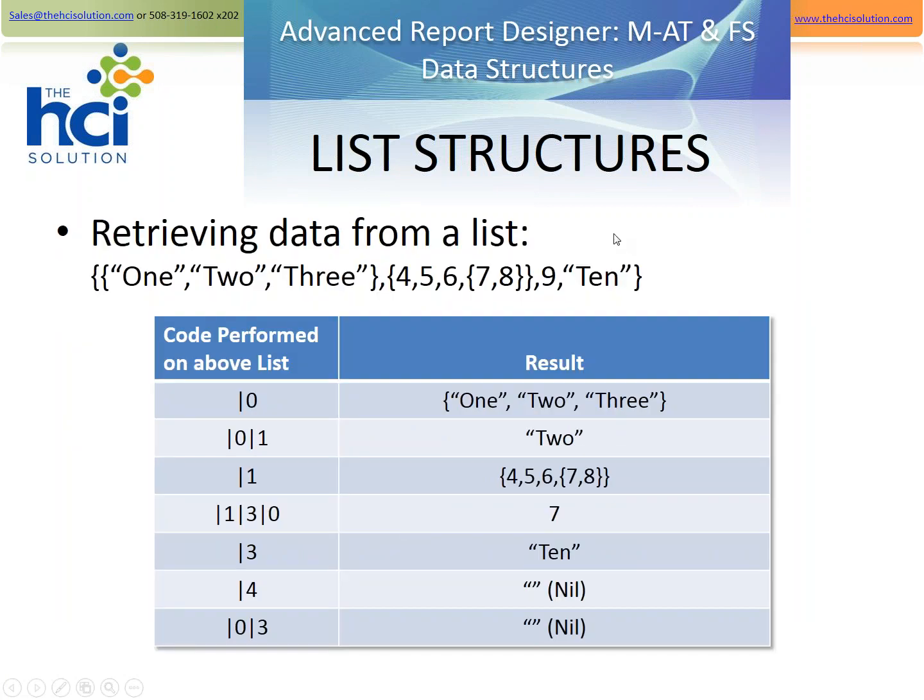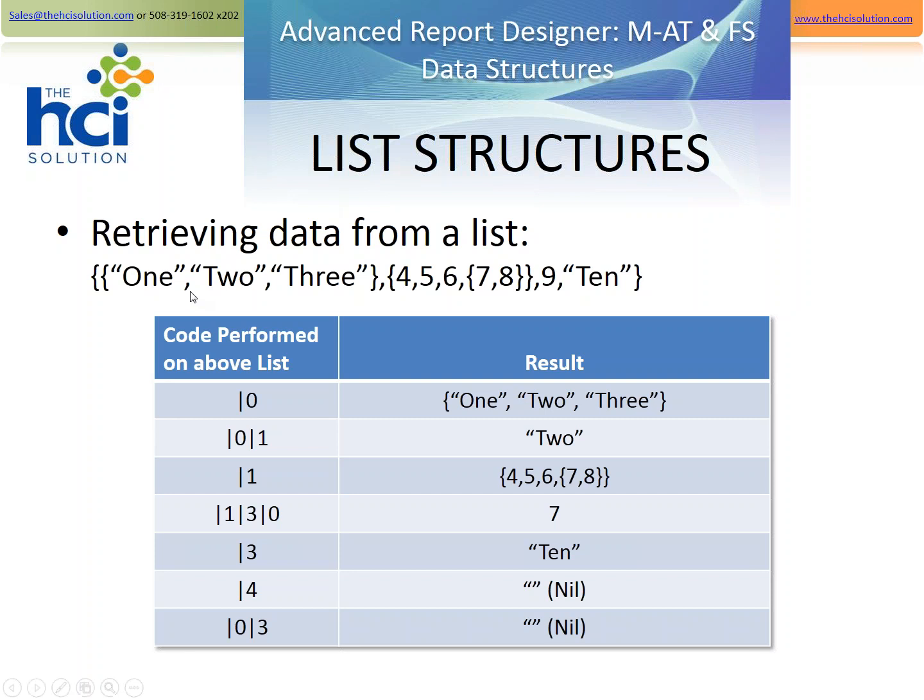So, retrieving data from a list. Let's say you have this list here that we mentioned earlier. The way you'd retrieve different list members is you would use this code, the pike symbol, and then a number value to indicate which list member you want to retrieve. In this notation, we refer to it as a piece.